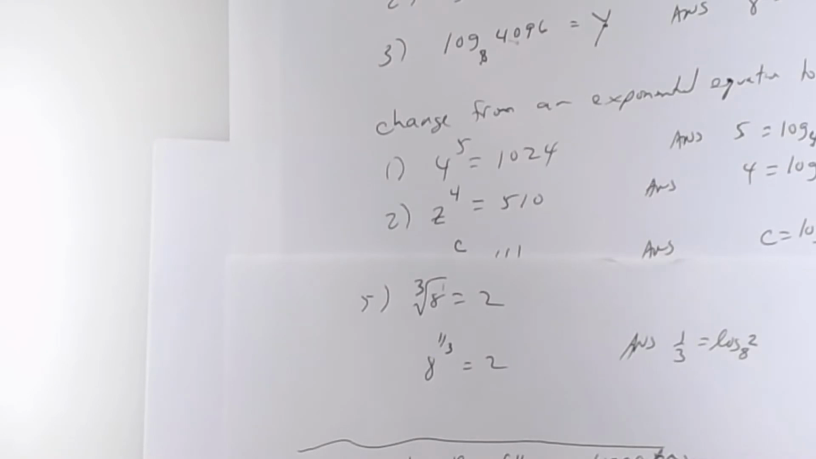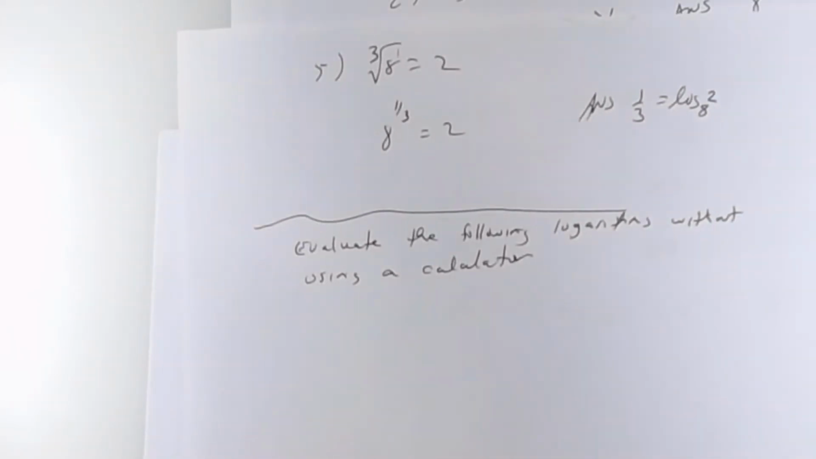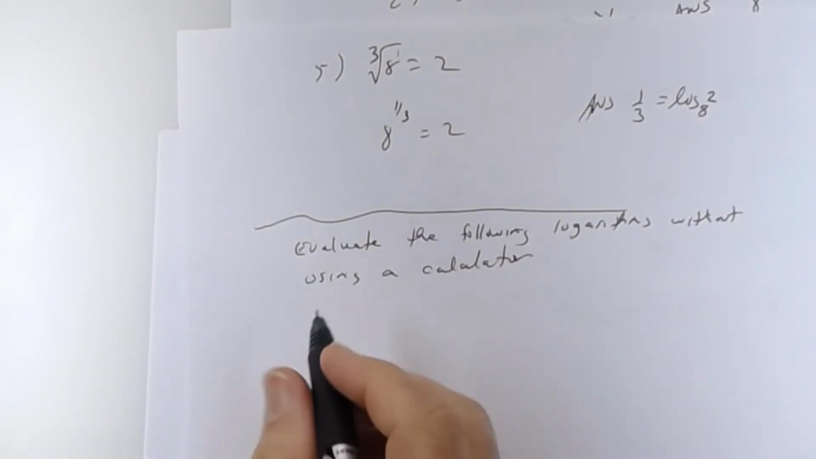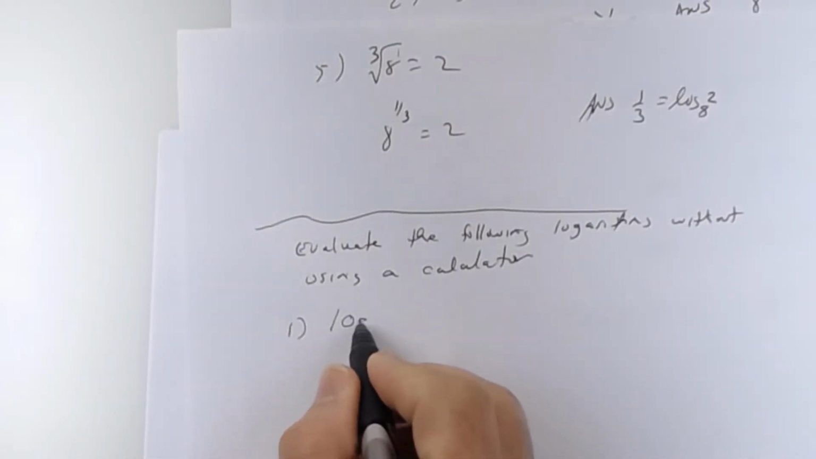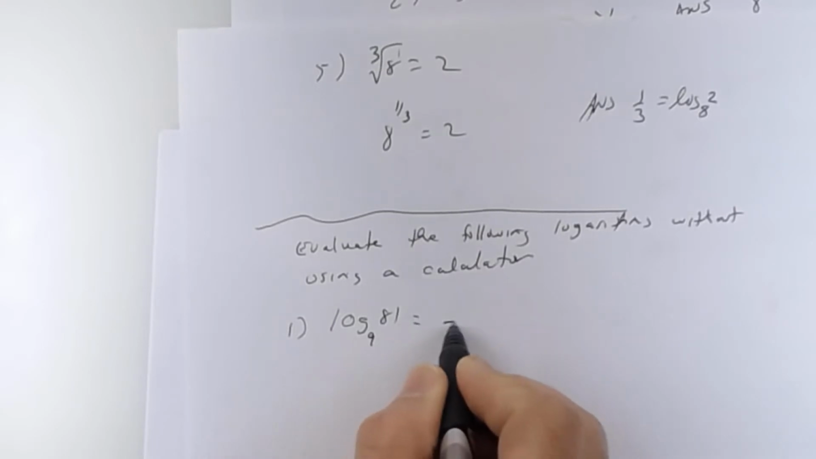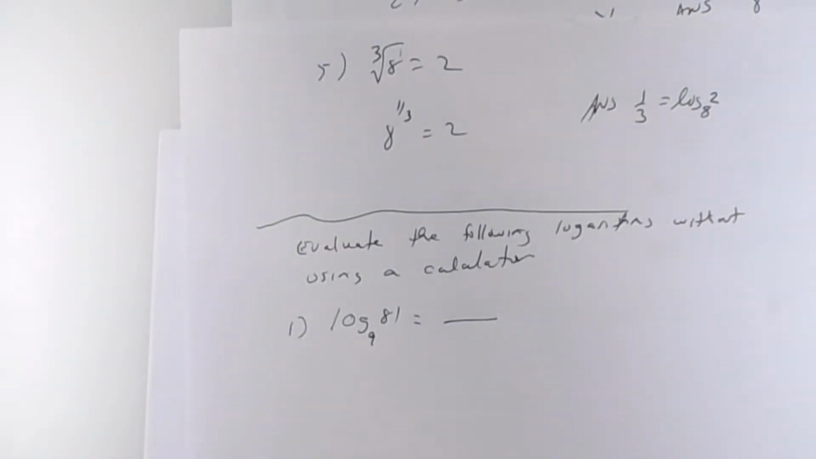Evaluate the following logarithms without using a calculator. So your good friend is going to be put on the side for right now. Number 1, log of 81 base 9 equals blank. Log of 81 base 9 equals blank.